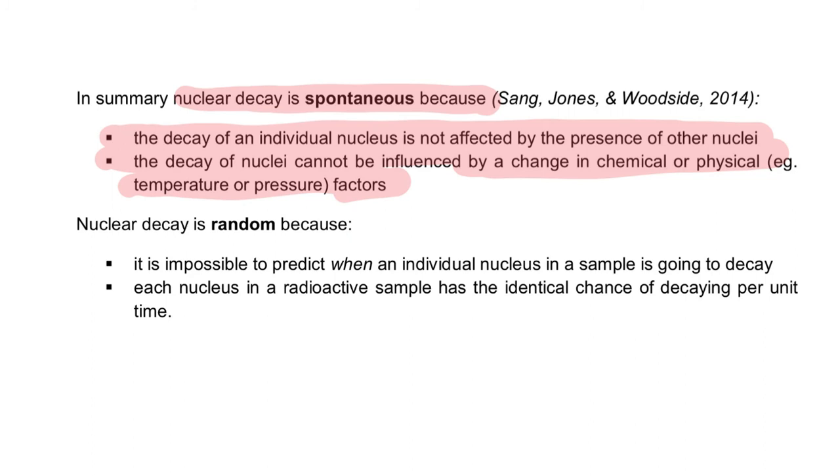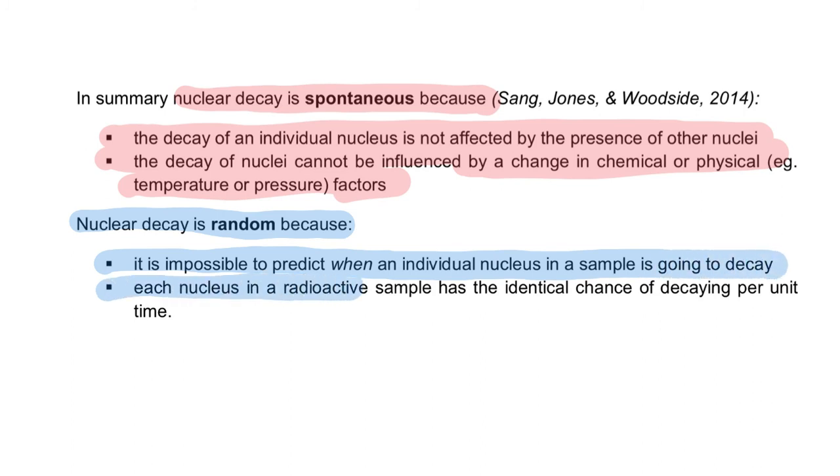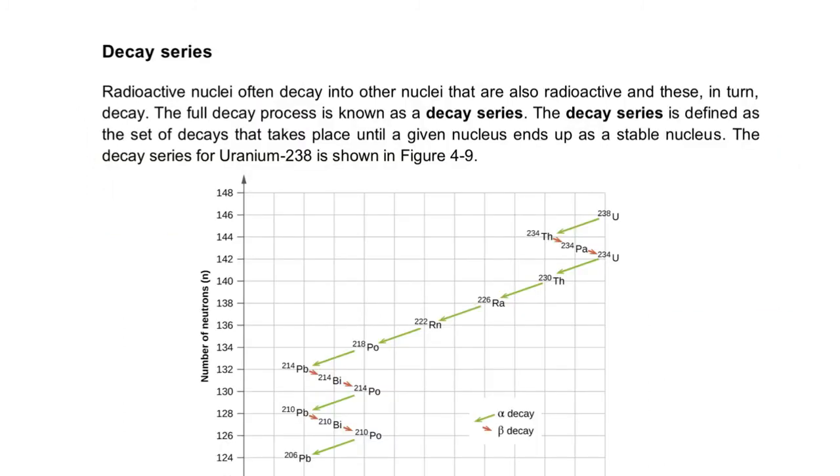We can also say that nuclear decay is random because it is impossible to predict when an individual nucleus in a sample is going to decay. Each nucleus in a radioactive sample has the identical chance of decaying per unit time, and as I've mentioned, we'll look at this in more detail in the next video lesson.